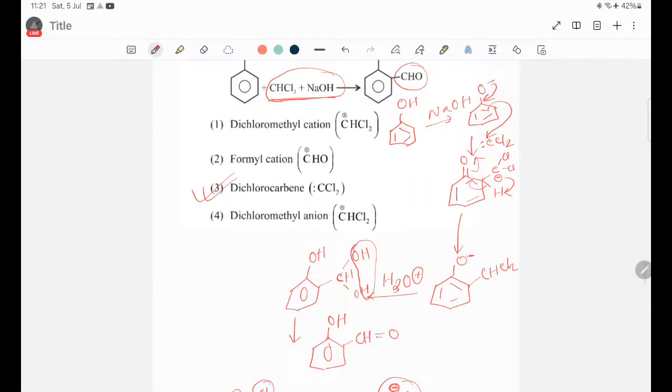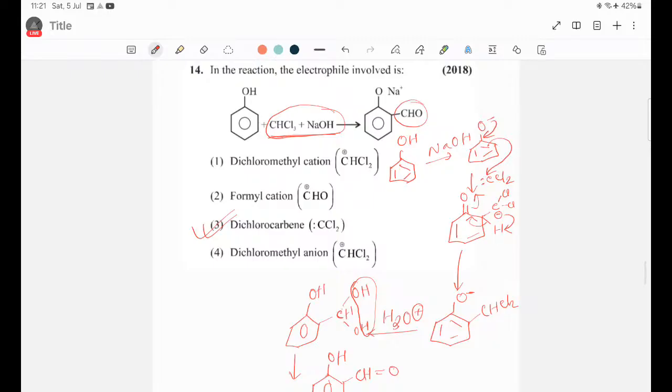So in presence of NaOH and chloroform, dichlorocarbene will be formed as an electrophile. Now this phenoxide ion will act as nucleophile to attack that CCl2, that is the dichlorocarbene. After attacking that, followed by protonation, it will be converted into CHO group. So that's the complete mechanistic approach. I think this is clear to you.